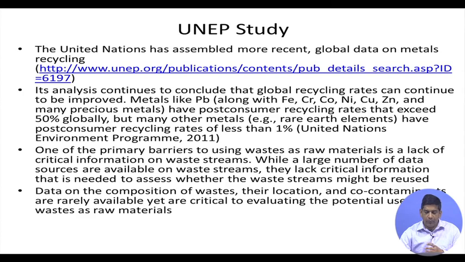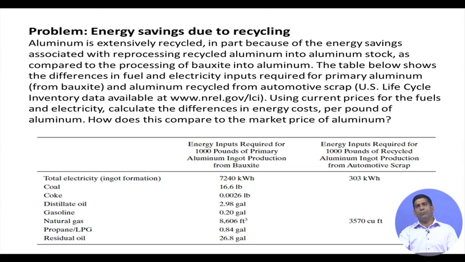And then data on the composition of waste: what is the composition, where they are located, if there are co-contaminants. These data are rarely available. That creates problems in terms of potential use of raw material. Many materials are still being recycled a lot. Aluminum is one good example. Aluminum cans are mostly recycled, and anything with aluminum gets recycled a lot.